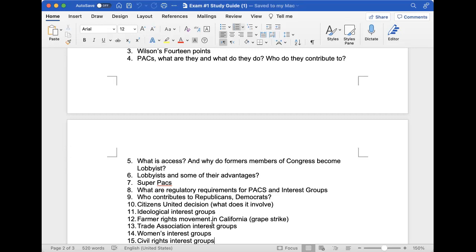Know ideological interest groups like pro-choice groups, just the generalities of it, pro-choice, pro-life groups, Emily's List, which is an organization that funds campaigns for women that are pro-choice candidates. Know farmer rights movements in California. We talked about the United Farm Workers movement, just the generalities of that.